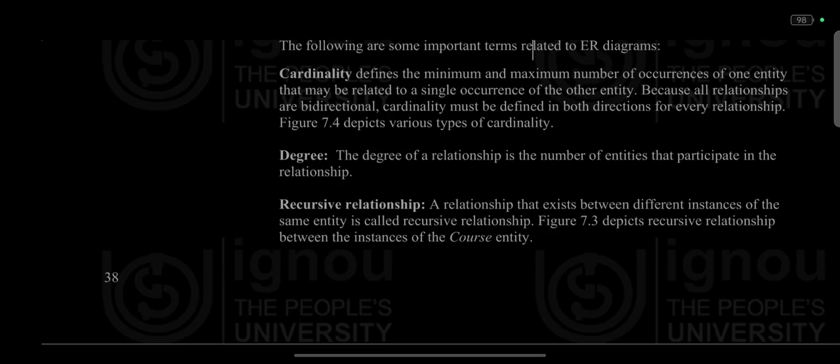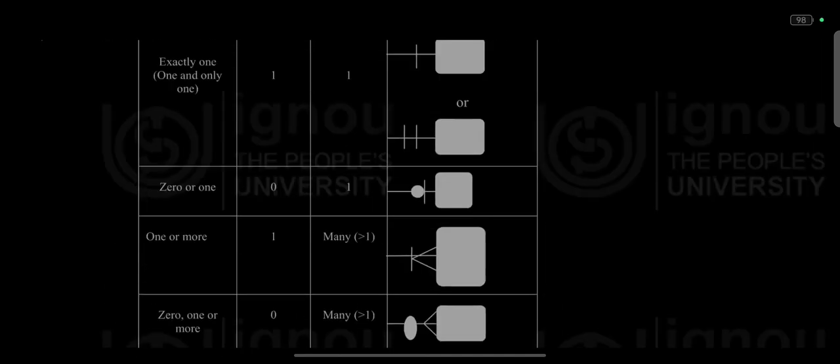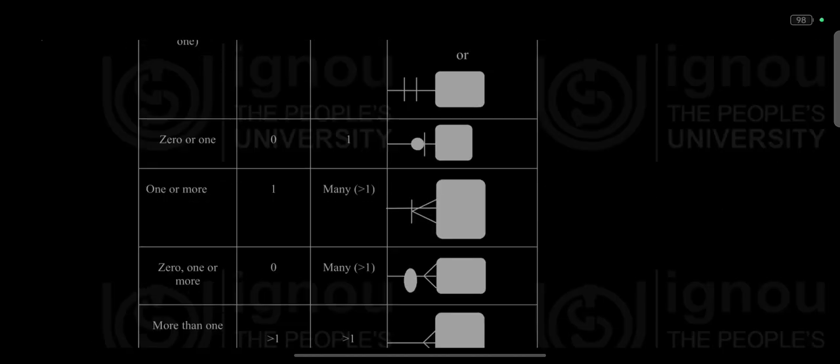Let's complete. Degree. The degree of a relationship is the number of entities that participate in the relationship. A relationship that exists between different instances of the same entity is called a recursive relationship. Figure 7.3 depicts a recursive relationship between the instances of the course entity. So here you can see figure 7.3, an example of a recursive relationship, and here you can see figure 7.4, different types of cardinality.